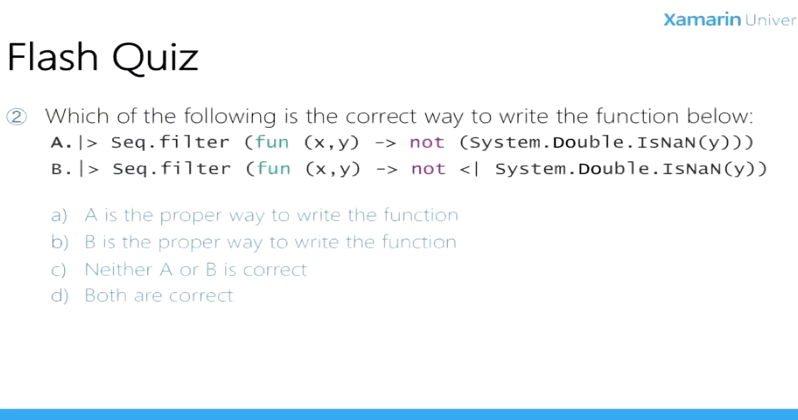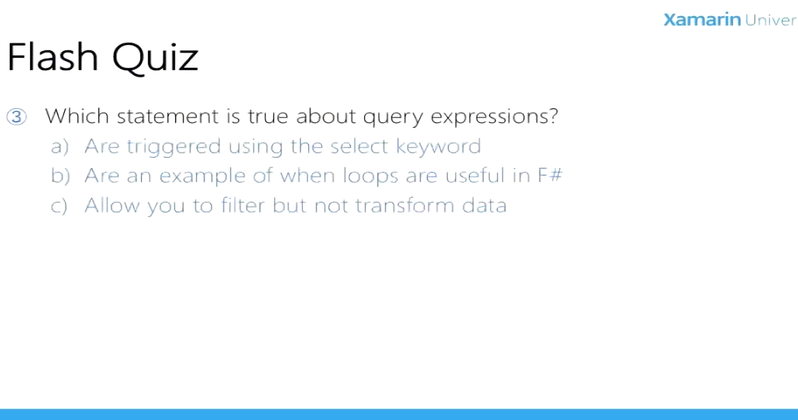Question 2. Which of the following is the correct way to write the function below? Is it option A, option B, neither A or B, or are both options correct? And the answer is D. Both options are correct.